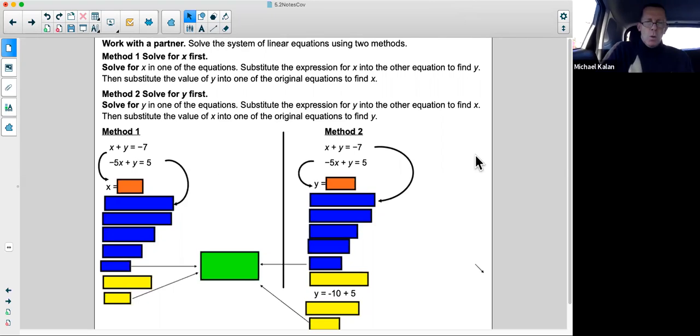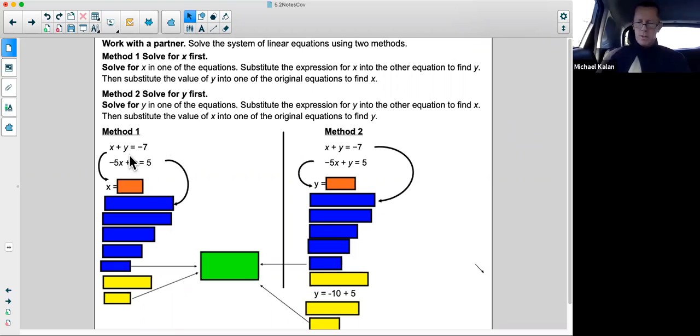First method, we're going to solve for x first. Okay, so what we're going to do is solve for x in one of the equations. And if you want to do it the way I did, I isolated the first x. I solved for the first x, okay? Then we're going to substitute the expression for x into the other equation to find y, okay? So we're going to take what we get for x, whatever that's equal to when we isolate it.